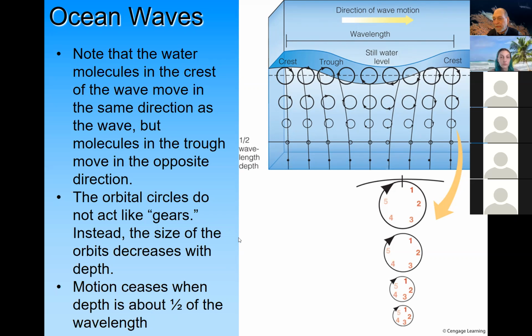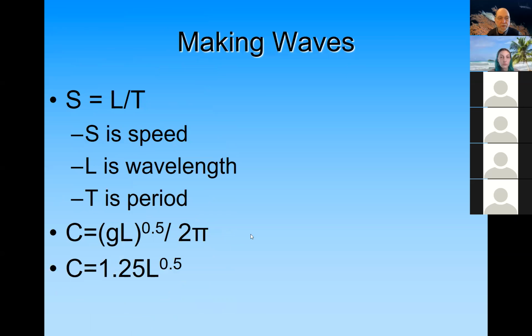Okay, and then the other important thing we talked about was the speed of the waves. We said the speed of the waves is proportional to the wavelength and the period. Wavelength, of course, as we defined, is the distance from trough to trough, peak to peak, and the period is the length of time between one peak and another peak passing a fixed point.